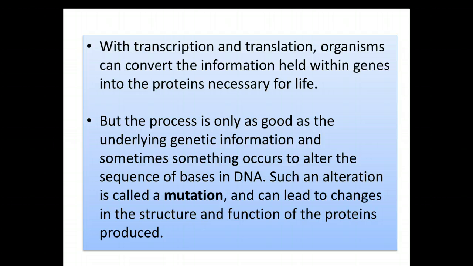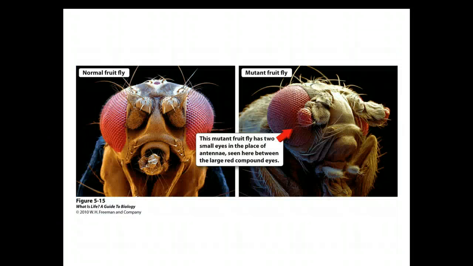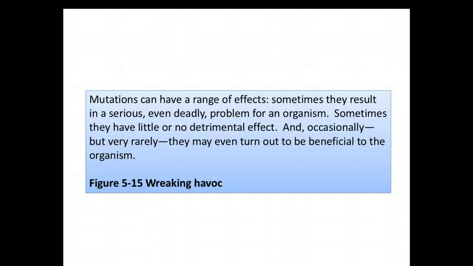With transcription and translation, organisms can convert the information held within the genes into proteins necessary for life, but the process is only as good as the underlying genetic information, and sometimes something occurs that alters the sequence. Such an alteration is called a mutation and can lead to changes in structure and function of the proteins produced. A normal fruit fly, a mutant fruit fly, and you can see a slight alteration there.